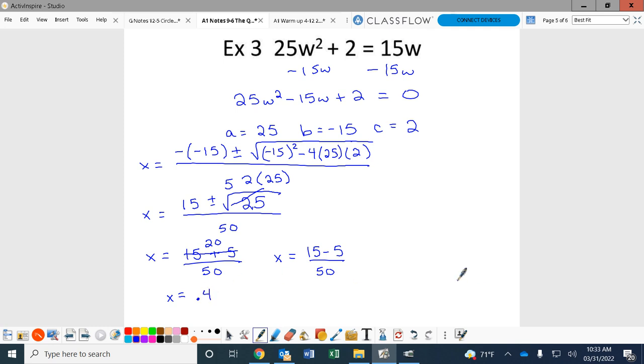We do the same thing on the other side. We've got 15 minus 5, which is going to give us 10. And then you're going to type in 10 divided by 50. Point what? 2. So when you put them in brackets or braces, that's going to be 0.2, comma, 0.4.